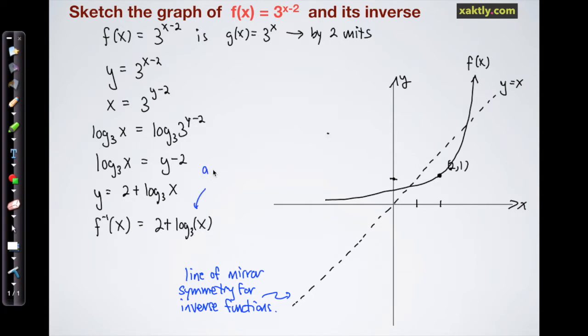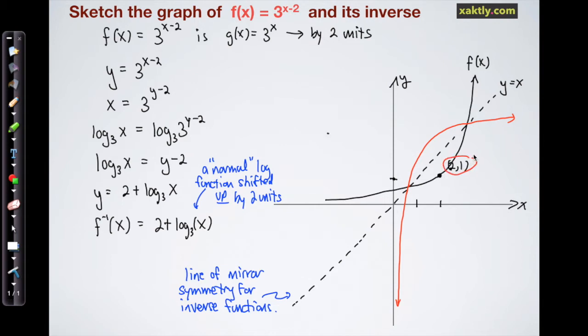Now using transformations again, just notice that this is a normal log function, just shifted upward by 2 units. To graph it, I'll mostly just take advantage of the mirror symmetry. It's got to come through here just about like this and then approach the y-axis asymptotically. And then if the point (2, 1) is on the graph of the function, then the point (1, 2) has to be on the graph of the inverse. And that looks just about right.